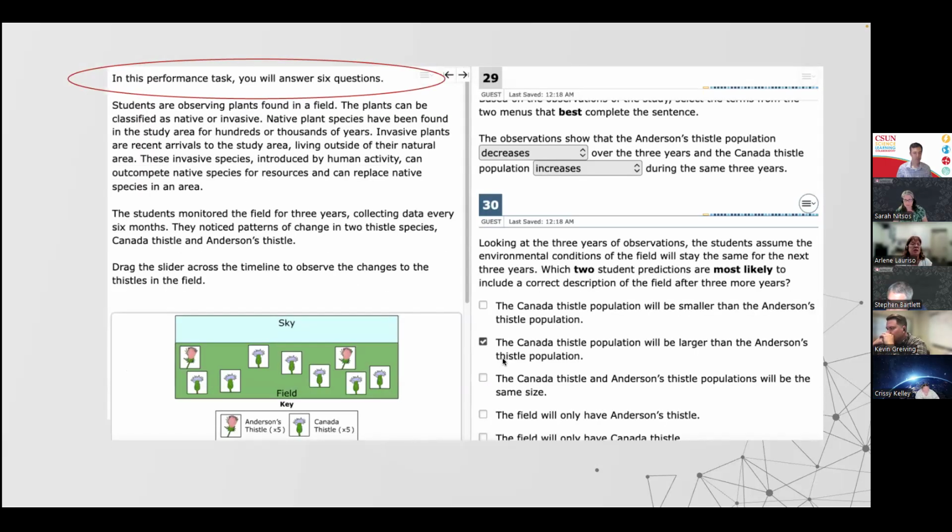And then here's an example of a performance task. Remember, a performance task is going to have one phenomenon. It could build on itself, so you start with an introduction and then maybe it grows and adds more information. Typically, that's what happens. Then there are questions to the right of the phenomenon. In this case, there's a drag and drop question.